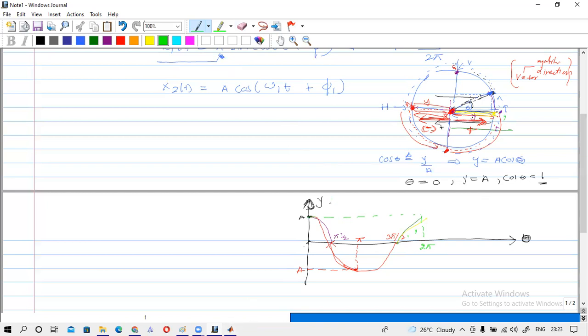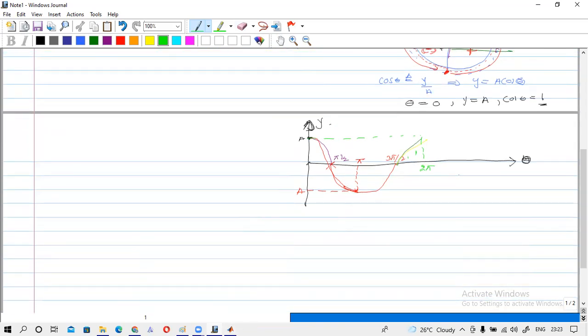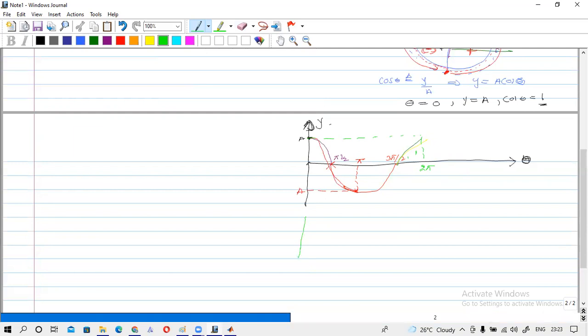Okay, so this is the pattern of a cos wave. If we remember the sine wave, it is like that. It is starting from 0 and going like this, and this is the period.